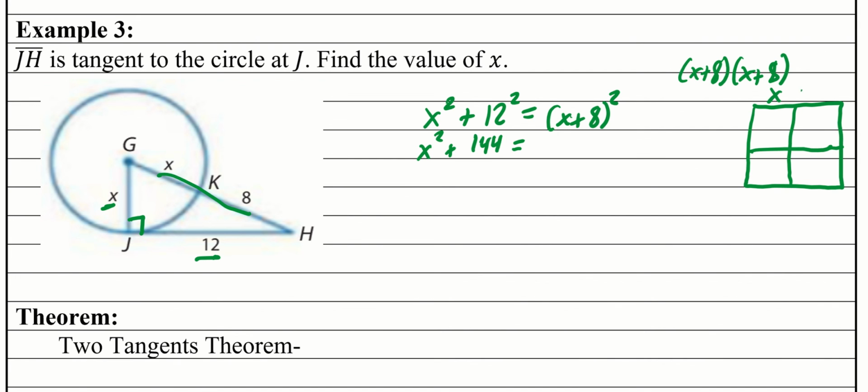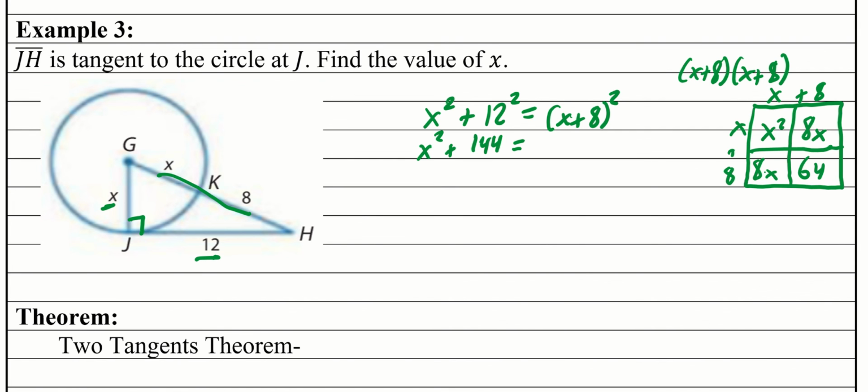And I would set up a box with x plus 8 and x plus 8. Now every box is just going to be the product of the length times the width. So the top left box is x times x, that's x squared. The top right box is going to be 8 times x, or 8x. Same thing with the bottom left, that's 8x. And then the bottom right, 8 times 8 is 64.